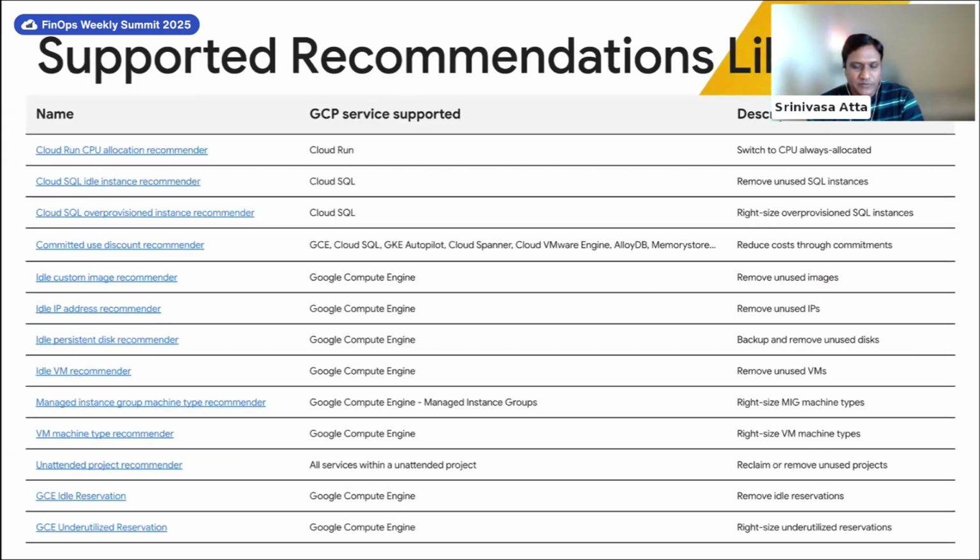These are the rest of the recommendations we support in FinOps Hub. For reference, there are a bunch of these across Cloud Run, Cloud SQL, Compute Engine, and other services.